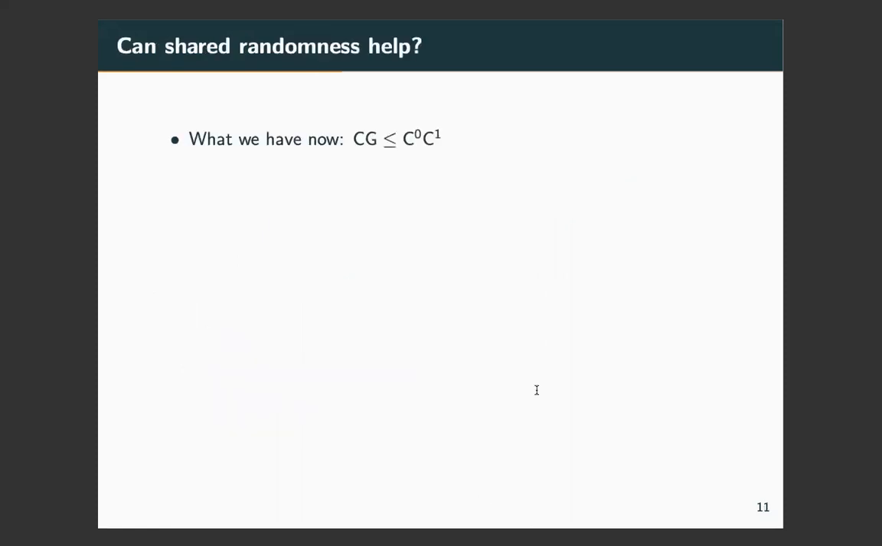Now, can shared randomness help? What we have so far is that the private randomness variant CG is at most the product of 0 certificate complexity and 1 certificate complexity. It is straightforward to see that the public randomness variant is always bounded above by n. For instance, we could sample a random index t using shared randomness, and both Alice and Bob output the index t. With probability at least 1 over n, this is an index where their inputs differ and they win.